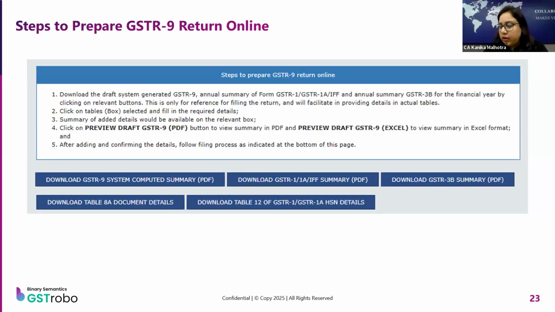And I think you might be aware that for the HSN codes, if you have a turnover of up to 5 crores, B2B, then 4-digit HSN is fine. And if you have above 5 crores, then 6 or 8 digits should be the case.